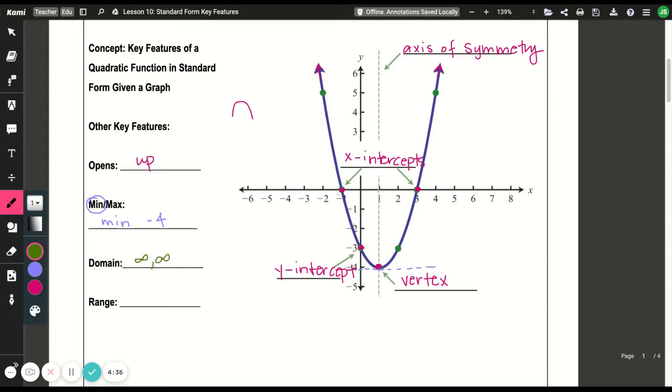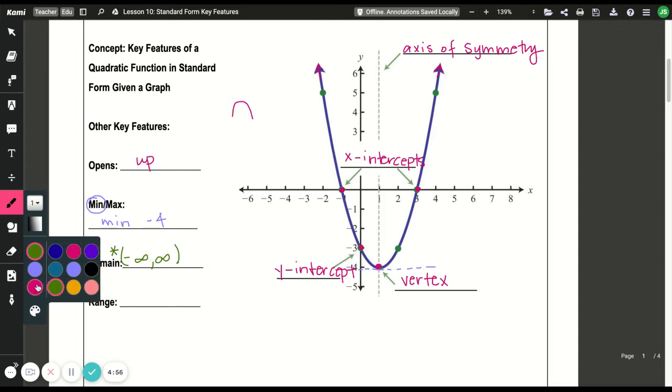So the left-hand side, those are negative numbers, so that's -infinity, and the right-hand side of the graph is positive. It's always going to be this. Your domain is always going to be -infinity to +infinity for parabolas, because it's always going to continue to the left forever, and it's always going to continue to the right forever.